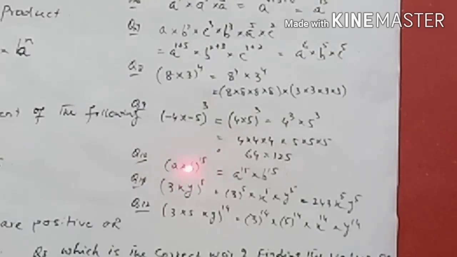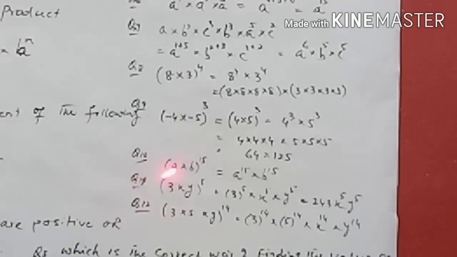A multiplied by B raised to power 15. That means the two terms A and B having the same power, therefore we expand A raised to power 15 multiplied by B raised to power 15. These two are variables, therefore we do not expand. Furthermore, the answer is A15 multiplied by B15.